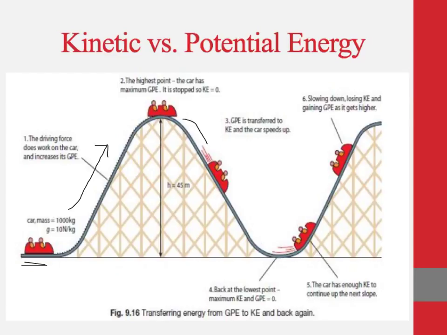As it starts to come down over here, the gravitational potential energy is transferred to kinetic energy, and the car speeds up. Again, at the lowest point down here, our gravitational potential energy is zero, and the kinetic energy is at its maximum. And then it starts to go up again. So the gravitational potential energy is going to increase, but it's going to lose kinetic energy, because the gravitational potential energy is increasing. So you can see it's a very useful way to explain the differences between the two.